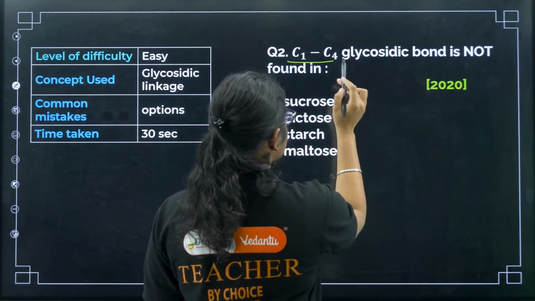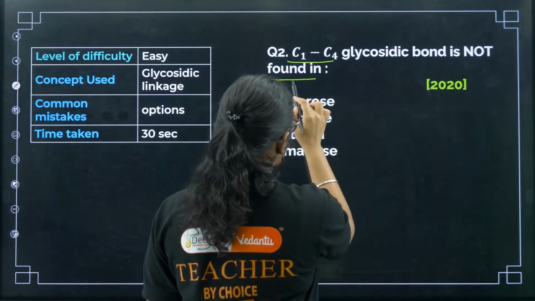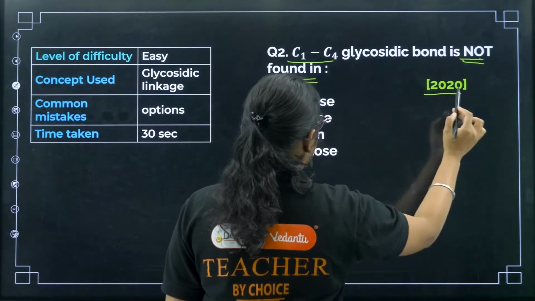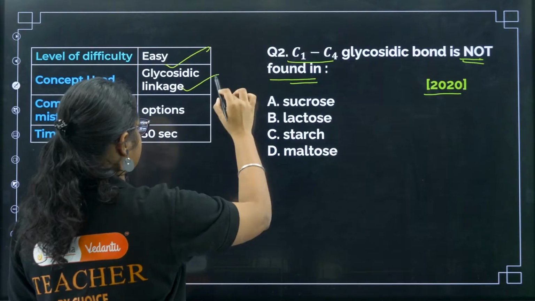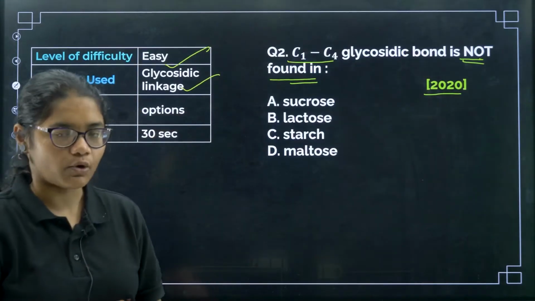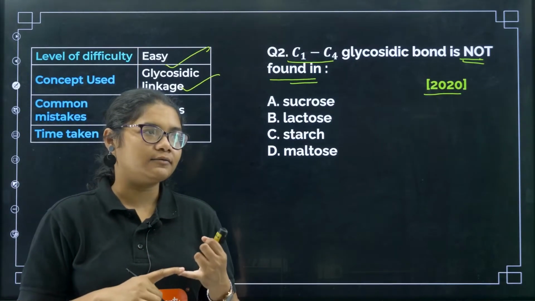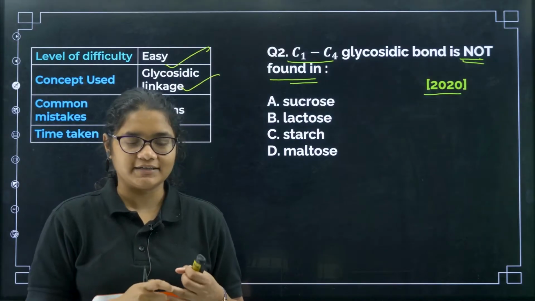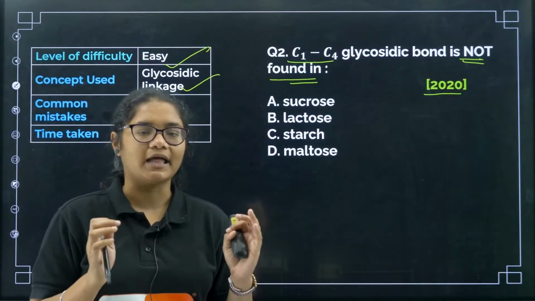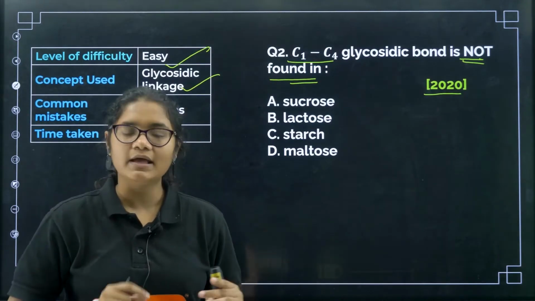Question number 2: C1-C4 glycosidic bond is not found in. Okay, so this is a 2020 question. This is also a very easy question on the glycosidic linkage. So for all the disaccharides and polysaccharides, which carbon is linked to which carbon, that you must remember. Make a table and write it down.